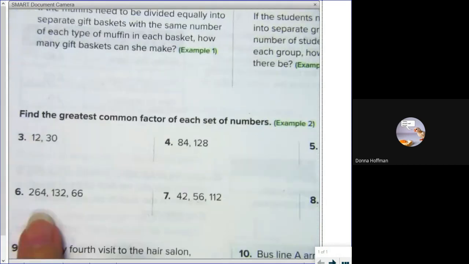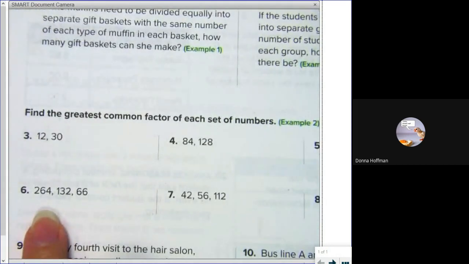Now, when you get to these bigger numbers, I would go back to using a factor tree. And I wouldn't want to list all the factors for 264 and 132. I would use the factor tree to help me.